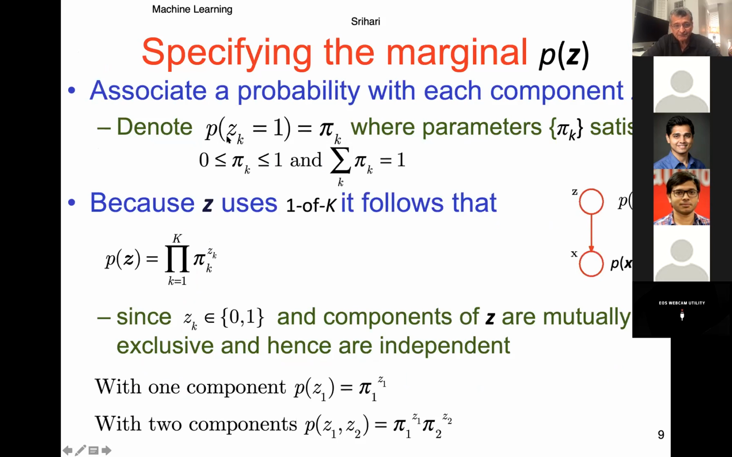So specifying the marginal P of z is being represented here by means of the probabilities pi k, P of zk equal to 1, we are associating a probability with that, whereas the sum of all these pi k's is equal to 1. So we say for the whole vector z, it's a product, so this gets into the 1 of K representation, and we have to multiply all of these pi k to the power zk. It's a little bit messy to keep track of all of this. With one component, P of Z1 equal to pi 1 to the Z1, with two components, Z1, Z2, which is two clusters, we would have pi 1 to the Z1, pi 2 to the Z2.